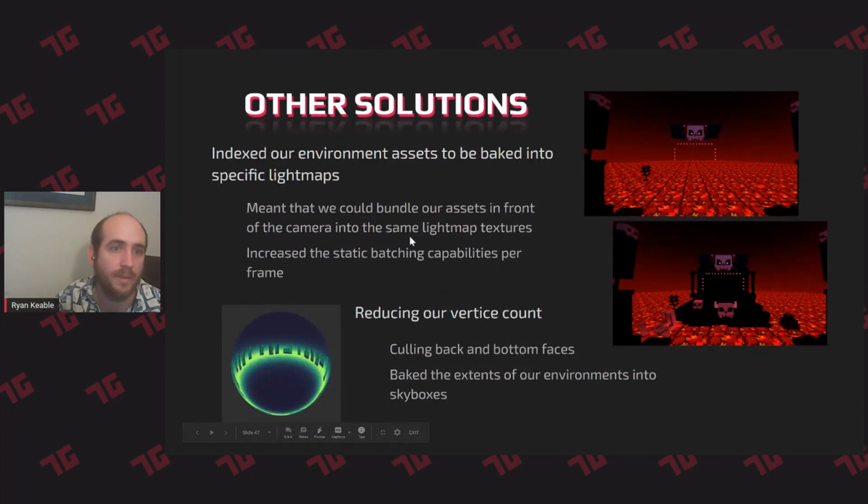Some other solutions that we had to keep in mind or use were forcing a lot of our light mapping to be indexed into specific light maps. That way we could try to bundle our assets in front of the camera into the same light map textures so that they could better statically batch, because you can't really have 2 elements batching together when they have a different light map. Unity will prevent that from happening. So we were able to get our entire stage here in Hell all batched into the one light map by forcing the mesh renderer property to use a single light map texture. And that was super handy to allow for better static batching.